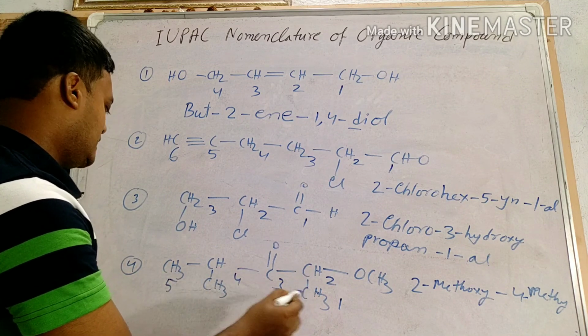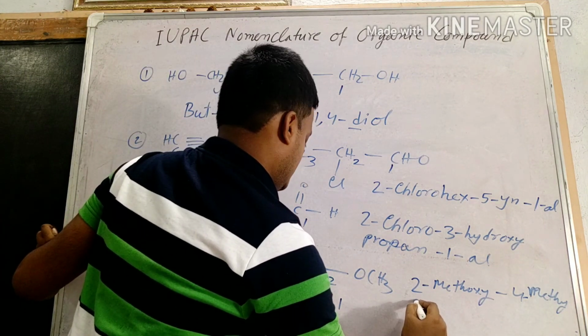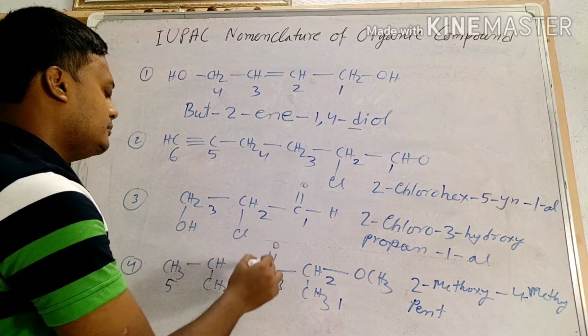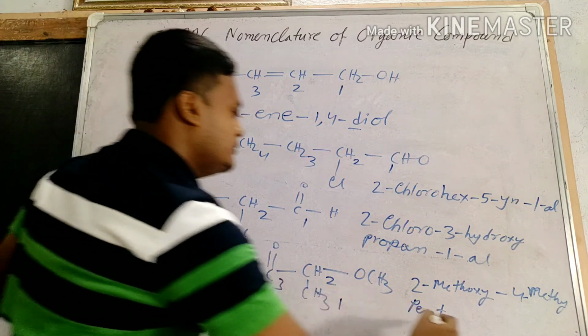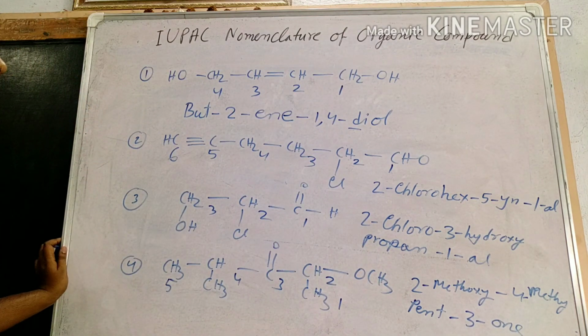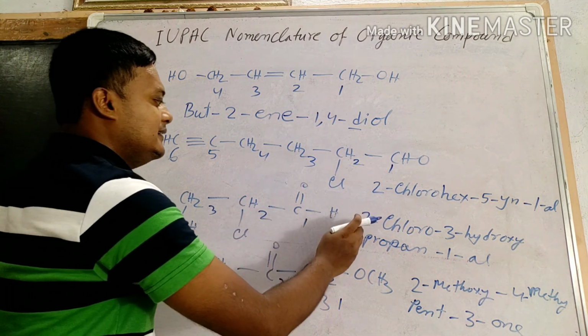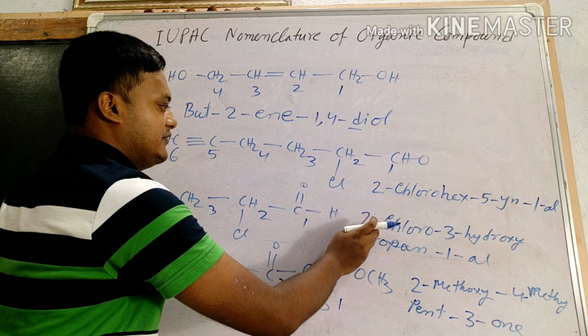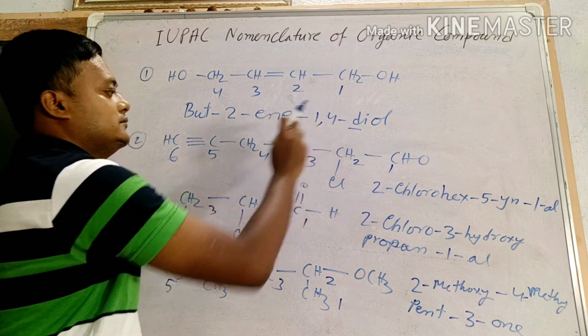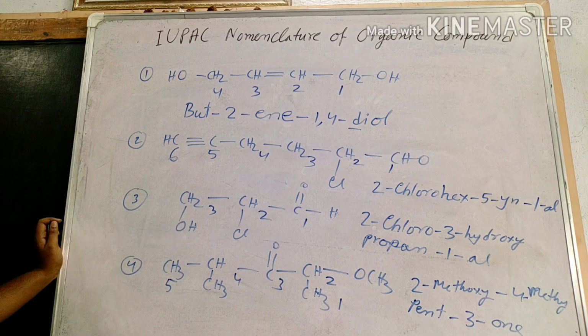Main chain, how many carbons? 5. Pent, and the C double bond O is the main functional group in the 3rd carbon, pent-3-one. 2-methoxy-4-methylpent-3-one. Between a letter and a digit there will be a hyphen. Between 2 digits there will be a comma. So these are a few examples of organic nomenclature.